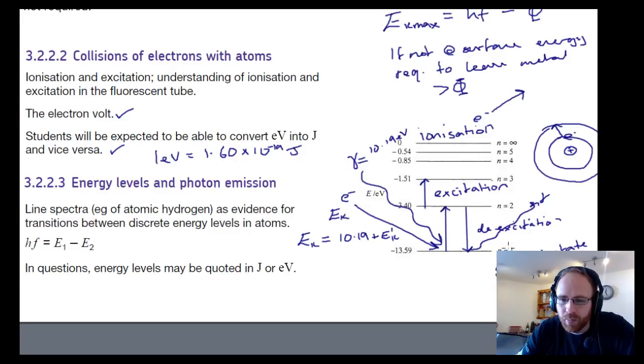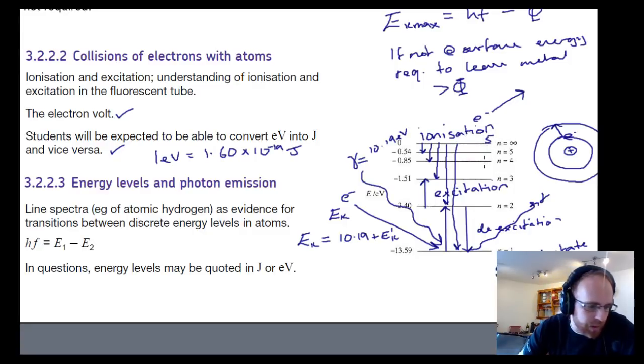So one of the favourite questions is, how many possible transitions have I got here? So we can draw these on. Let's go down from the top. So we can go from 0 to minus 0.54, 0 to minus 0.85, 0 to minus 1.51, 0 to minus 3.4, and 0 to minus 13.59. So from this state up here, when our electron gets bound, 1, 2, 3, 4, 5 possible transitions.